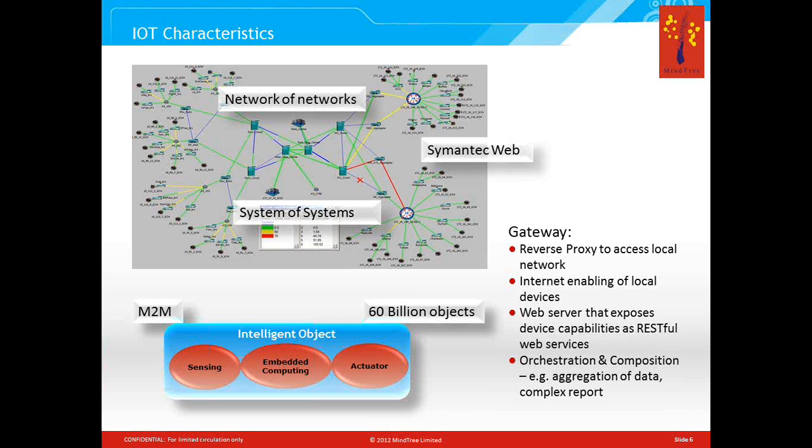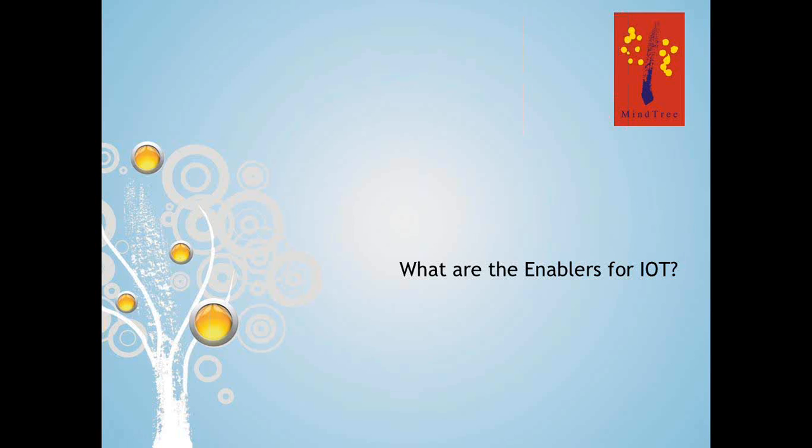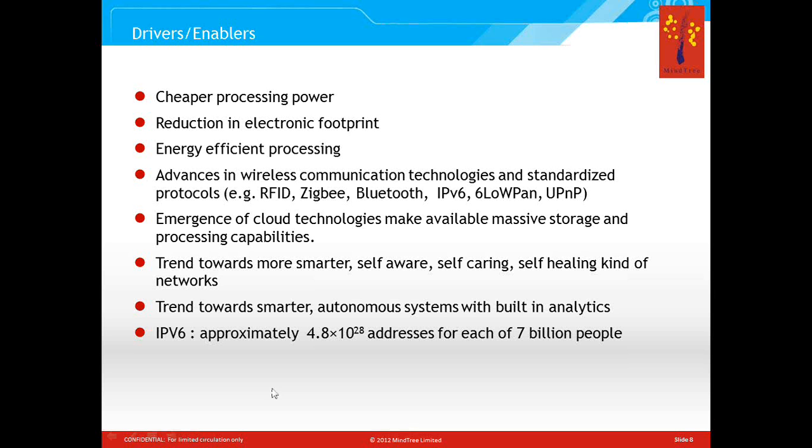Okay. So we'll go to the next slide now. So let us see what are the enablers of IoT. So definitely the cheaper processing power. The devices are getting cheaper and cheaper, as we know, because of Moore's law, and they're also getting smaller, and they're becoming more and more energy efficient.